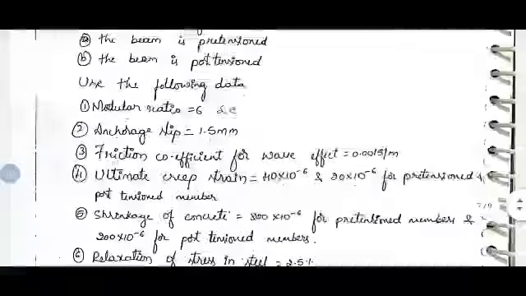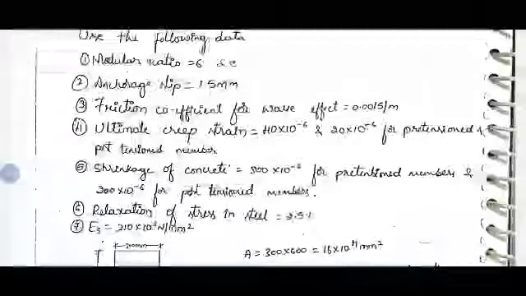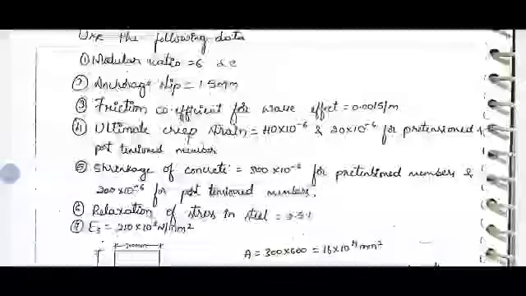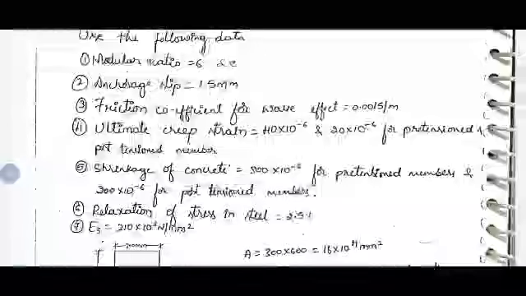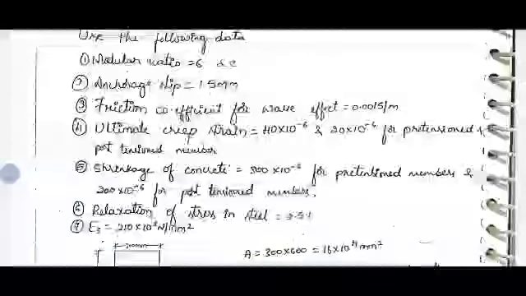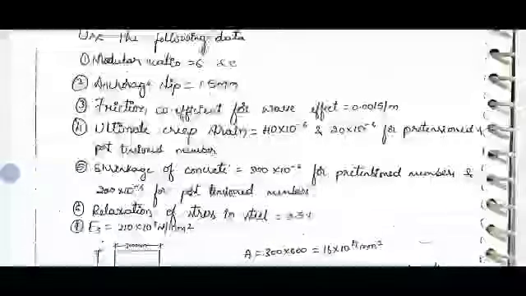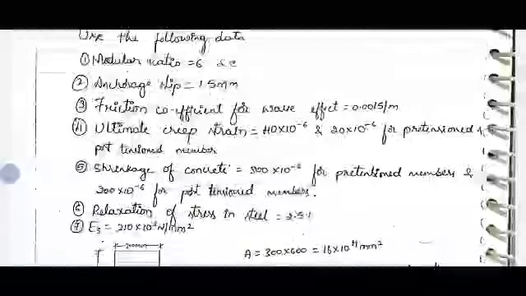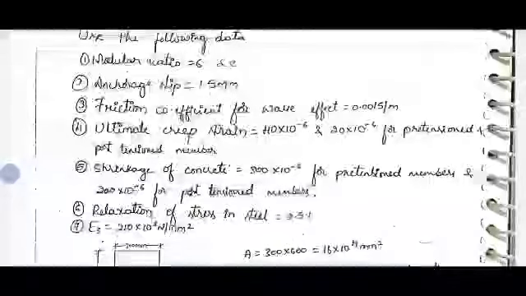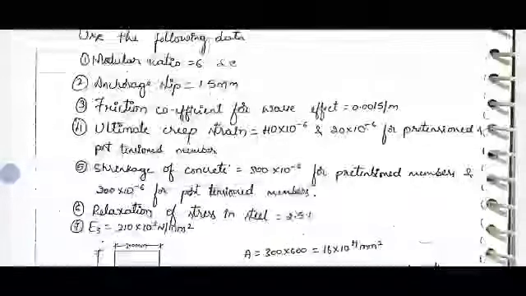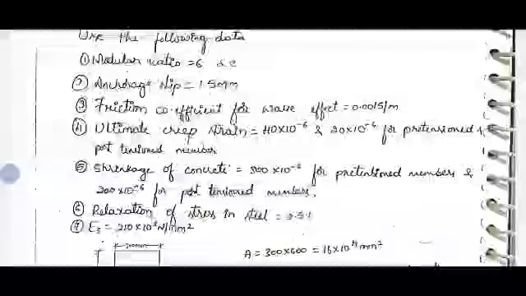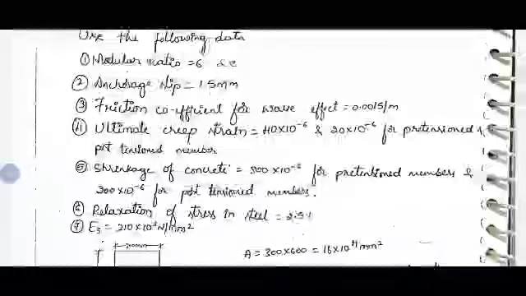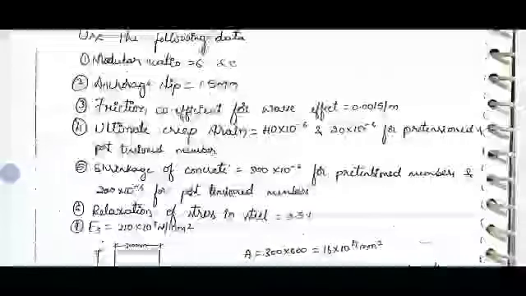But if you observe the given data, he has given cross section, he has given the span, he has given eccentricity, modular ratio, anchorage slip, friction coefficient, wave coefficient, then ultimate creep strain, shrinkage of concrete, everything is given. So you need to calculate all the losses which are possible when the beam is pre-tensioned as well as when the beam is post-tensioned. So among all, the common factor you need to calculate is sigma C or FC. We can generally say stress in concrete.